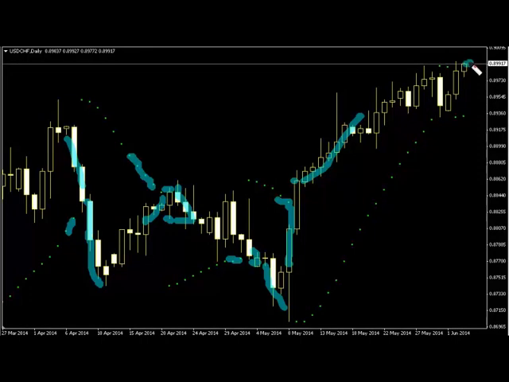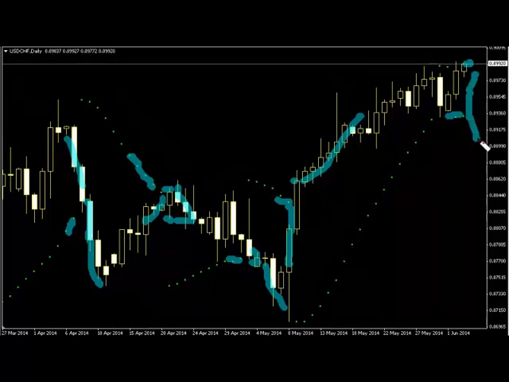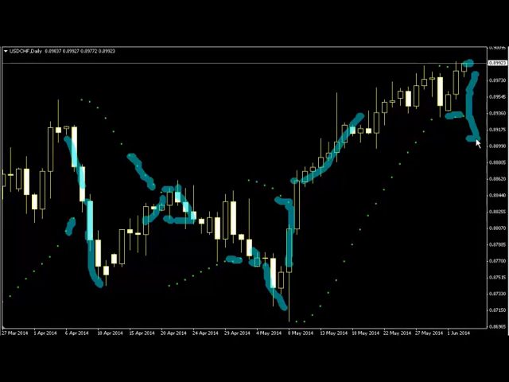The current bar is here. Parabolic is here, so price goes down over parabolic and closes, then sell. Okay, this is very simple and easy. You can take profit.